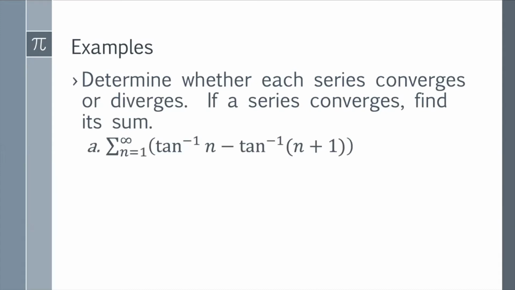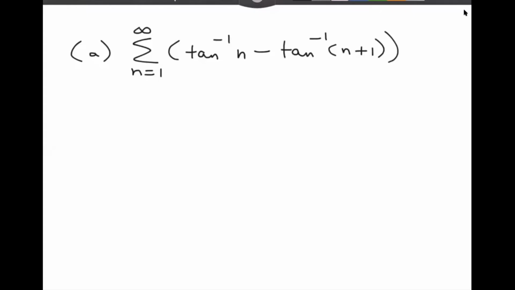All right, so here's the first example, the sum n going from 1 to infinity of the inverse tangent of n minus the inverse tangent of n plus 1. All right, and then the sum n going from 1 to infinity of 6 over 2n minus 1 times 2n plus 1. So let's go back to the tablet. All right, so first example, the sum n going from 1 to infinity of inverse tangent n minus the inverse tangent of n plus 1.